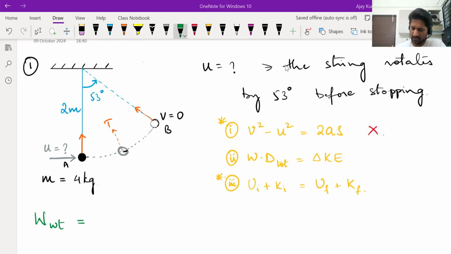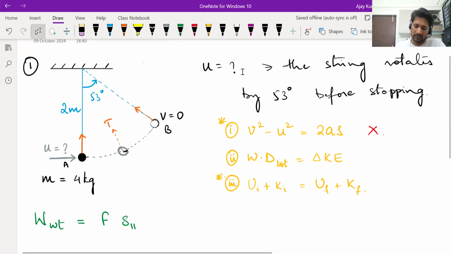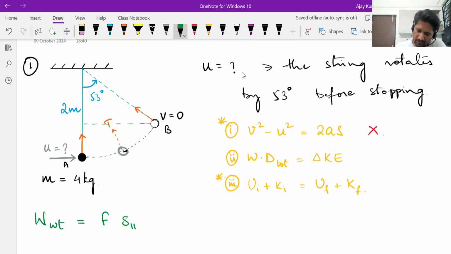So basically what you need is force multiplied with displacement in the direction of the force. Remember, calculation of work done by weight is very easy to do. Weight always acts in the downward direction, no? So you just need to look for displacement in the downward direction. Now this ball is actually ascending. Even if it ascends, the component of displacement in the vertical direction is what matters.